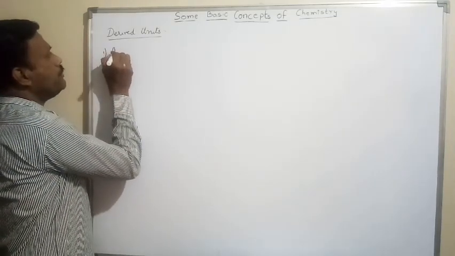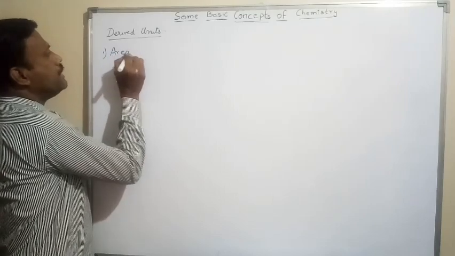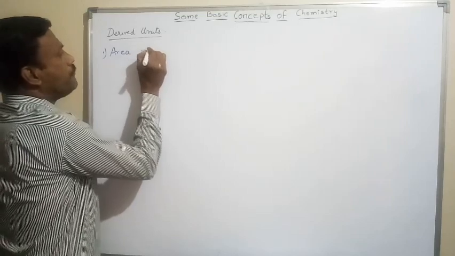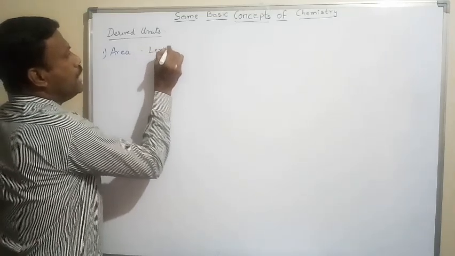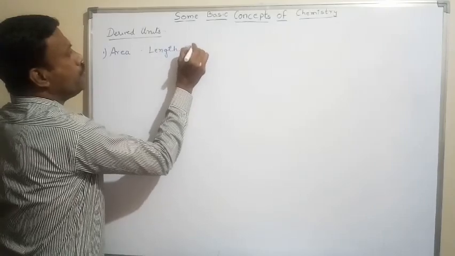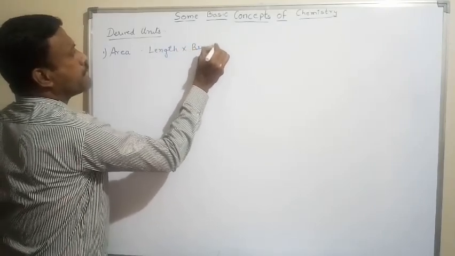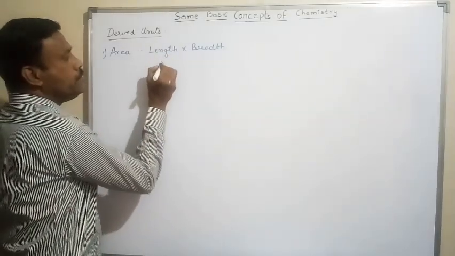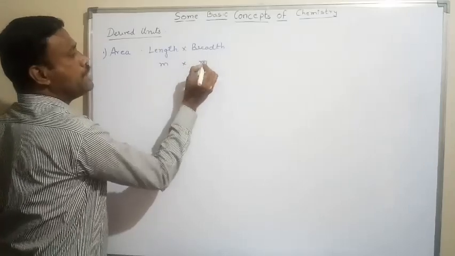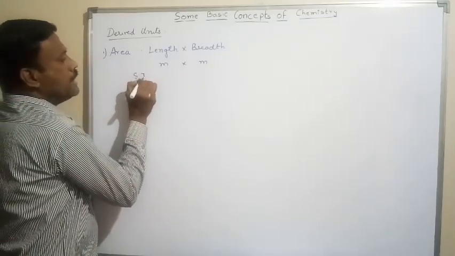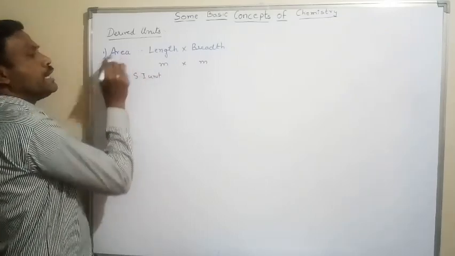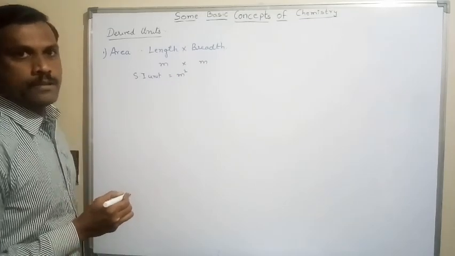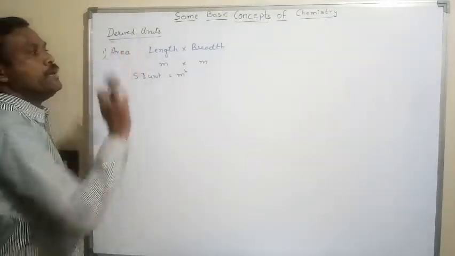Coming to the first derived unit, it is area. Area has a formula, length into breadth. The SI unit of length, we know, is meter, so meter into meter. So the SI unit for area is meter square. So area is a derived unit.